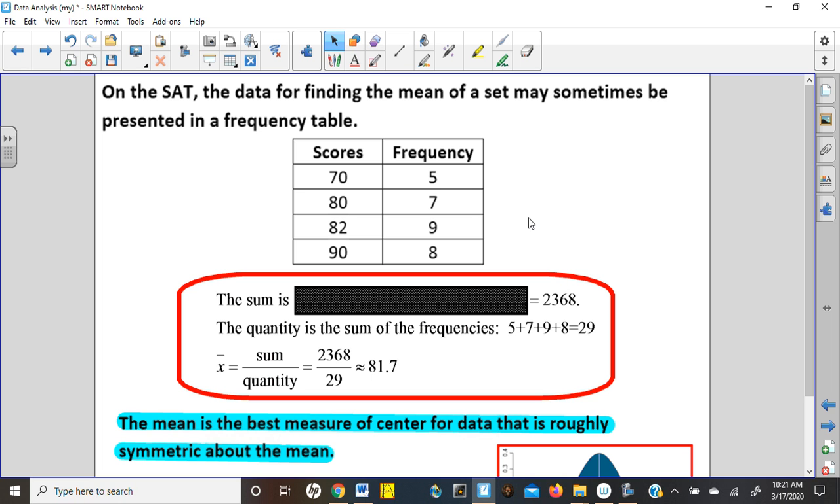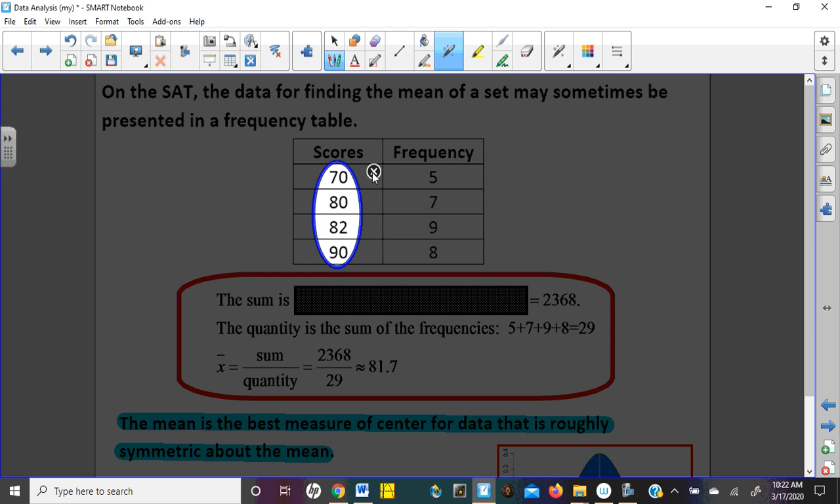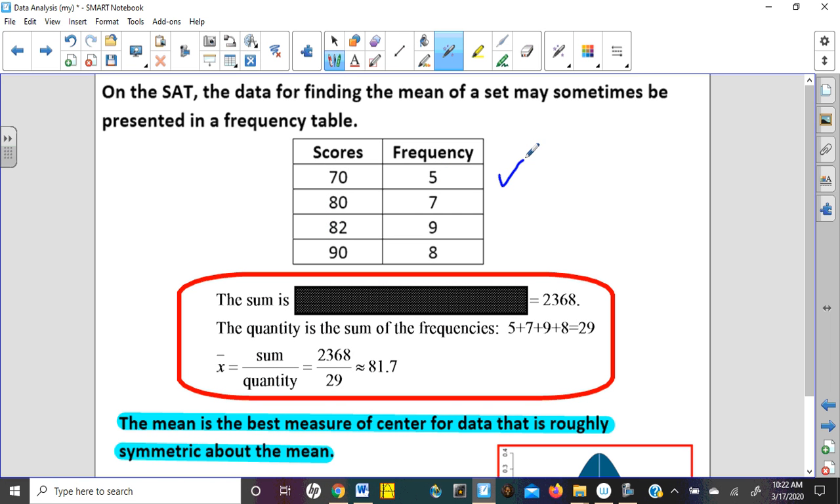This is more of a typical SAT or PSAT type question. They're not just going to give you a list of like 5 or 6 numbers. They're going to give you a table. And this is where you have to be careful, because a very common mistake is that people are going to take these 4 scores, add them together and divide by 4. But there aren't 4 tests, because there were 5 70s and 7 80s and 9 82s and 8 90s.